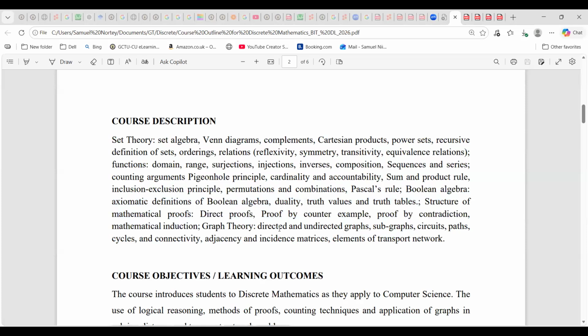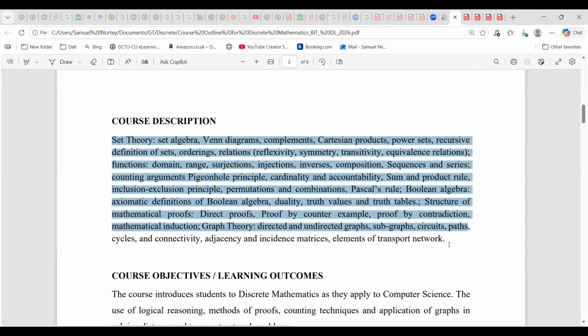Graph theory, what is a directed graph? What is an undirected graph? How do you use a graph to find the shortest distance between 2 points and to determine possible road networks? So the course description is very involved, and there's quite a lot of things here, but we are going to take them week by week and see how best we can address all the topics that are relevant to your course. Okay, so let's look at the material.